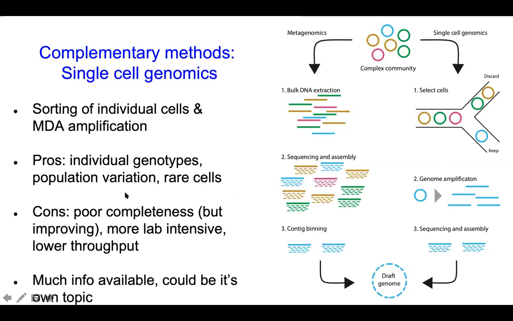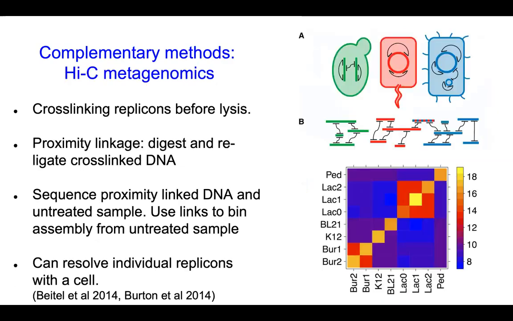The cons is because of the genome amplification, the multiple displacement amplification, completeness used to be really bad and is still often slightly worse than from metagenomics, but is rapidly improving with improvements in chemistry. It is a little bit more intensive in the sample prep and is slightly lower throughput than metagenomics. But we won't go into it further here.